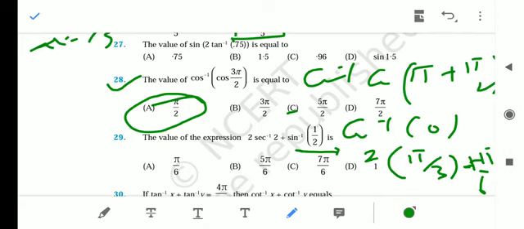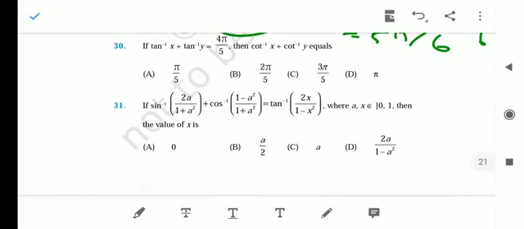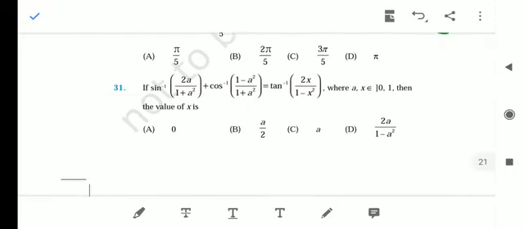So we can say it is nothing but equal to 2 pi by 3 can be written as 4 pi by 6. 4 pi by 6 plus pi by 6 is 5 pi by 6. So B is the right answer in case of question number 29. Let us look at one more question, question number 31.